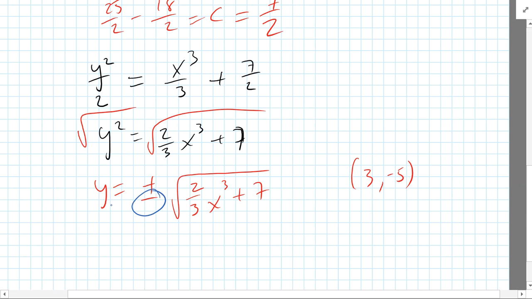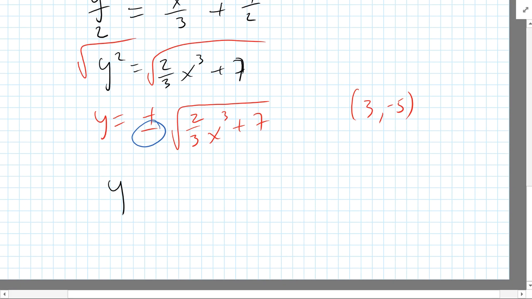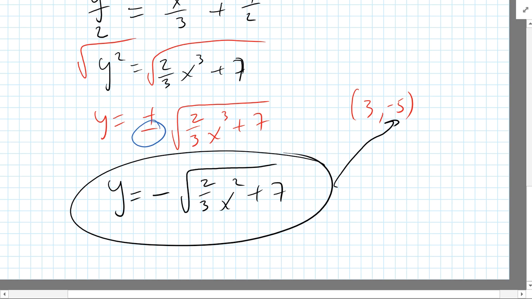You have to think a little bit. If the y is negative, the positive root is not going to produce a negative y. So for this specific one, if I want to solve for y, it is y equals negative square root of 2/3 x cubed plus 7 because of the negative. Easy. That's an example of a problem.